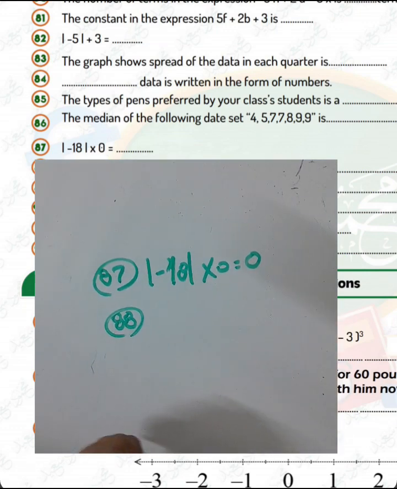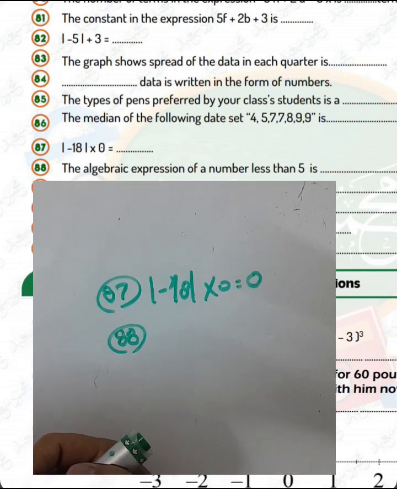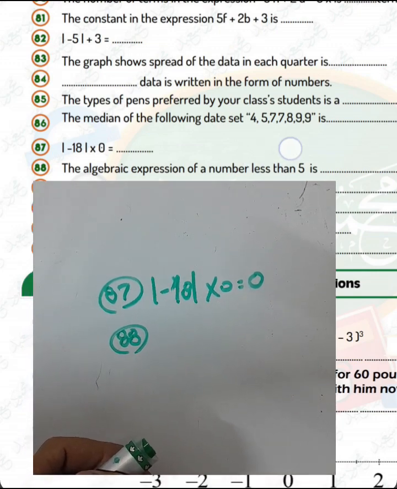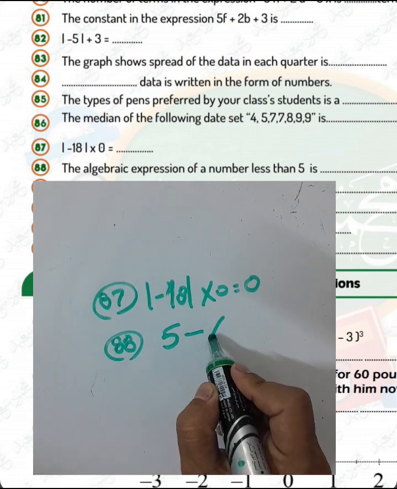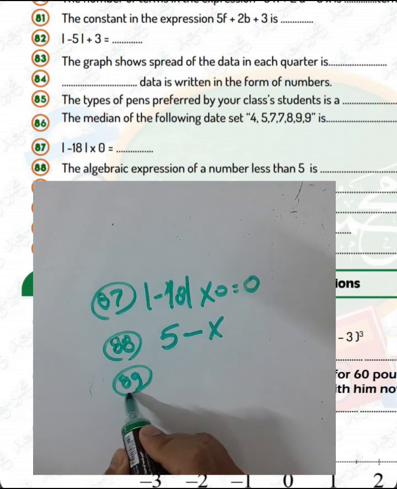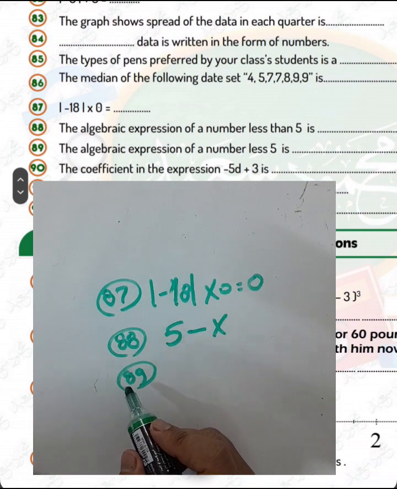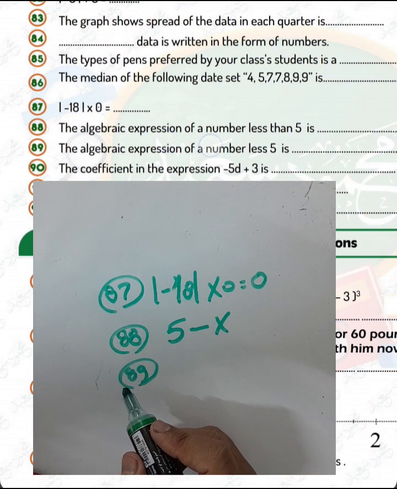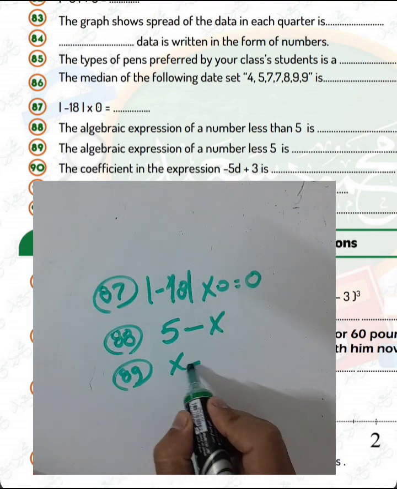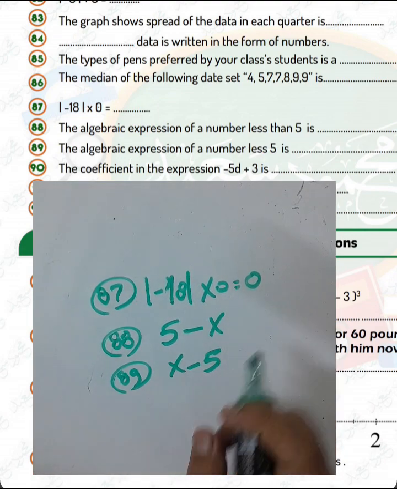Question 88. The algebraic expression of a number less than 5, meaning 5 here is subtracted by the number x. Question 89. The algebraic expression of a number less than 5 will be x minus 5. We have the difference between the two questions.